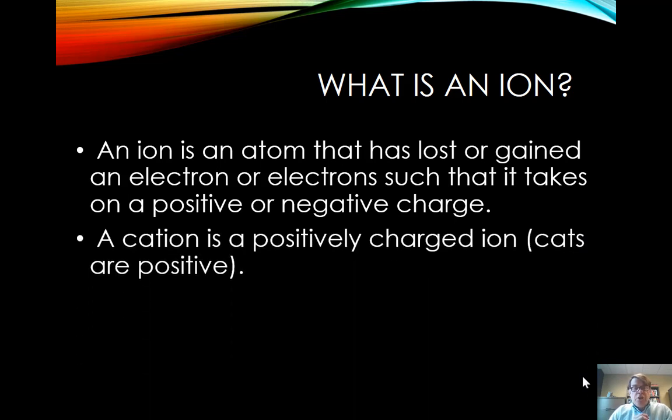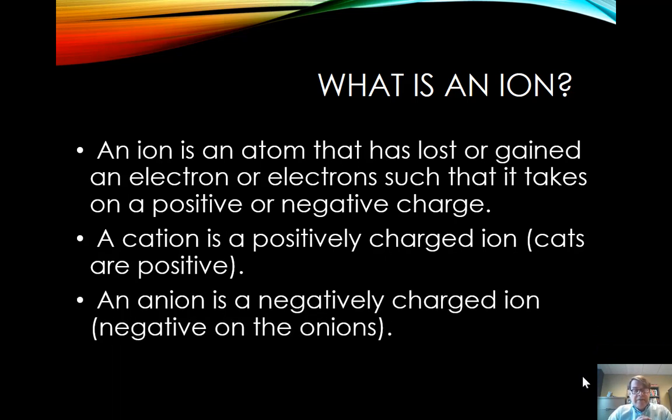Now, a positively charged ion we call a cation. And the way I try to remember that is by saying that cats are positive, which of course makes no sense whatsoever because cats are not positive in the slightest. But we can say that a cation is a positively charged ion. That means it has less electrons, less negativity, than it would if it was a neutral kind of atom. And an anion is a negatively charged ion. It has more electrons, more negativity than it has protons.